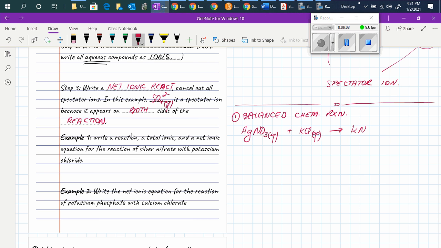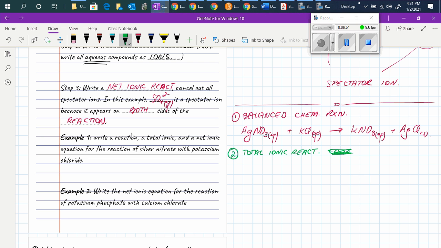So what we will have is KNO3, which again is soluble, and AgCl that is not soluble. So this is the balanced equation. The total ionic reaction is a reaction in which everything that is aqueous is turned into ions. Total ionic reaction or equation, whatever you want.